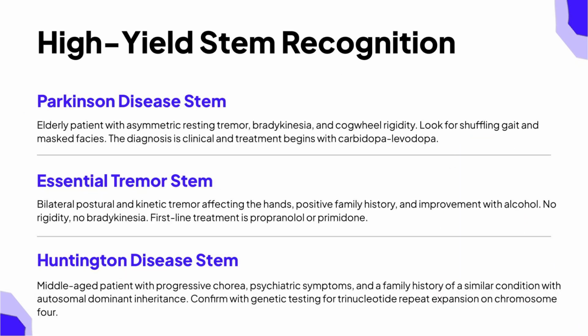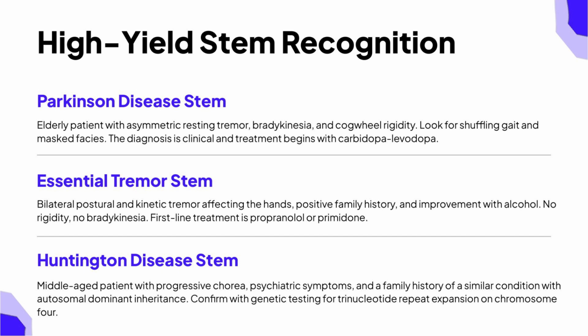Let us go through some high-yield stem recognition patterns. For a Parkinson's disease stem, look for an elderly patient with asymmetric resting tremor, bradykinesia, and cogwheel rigidity. They will describe a shuffling gait and masked faces. The diagnosis is clinical and treatment begins with carbidopa-levodopa. For an essential tremor stem, look for bilateral postural and kinetic tremor affecting the hands, a positive family history, and improvement with alcohol. There will be no rigidity and no bradykinesia. First-line treatment is propranolol or primidone.